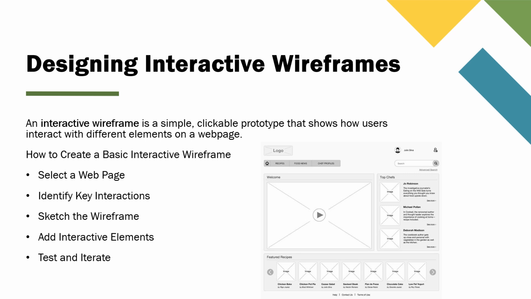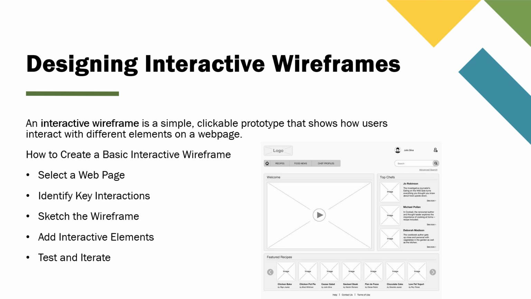So one is, say we select a website. So we choose a page, say from your project, where interaction improvements are needed. Okay. Then we identify key interactions. So we highlight buttons, menus, and form fields that need better interaction. The next step is to sketch the wireframe. So we use tools like Figma or Adobe XD, or even maybe paper sketches to lay out the design.